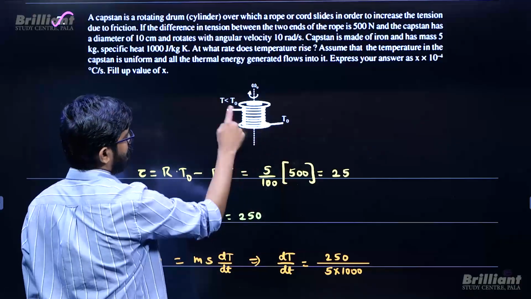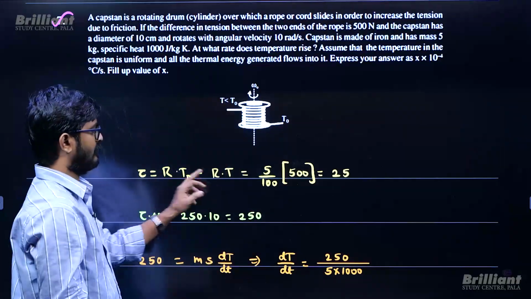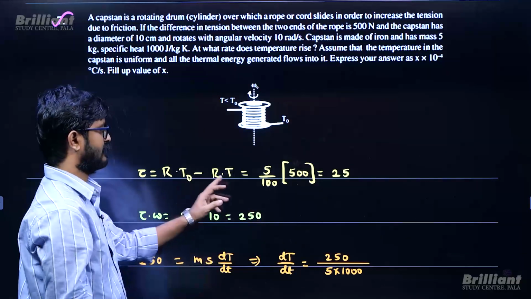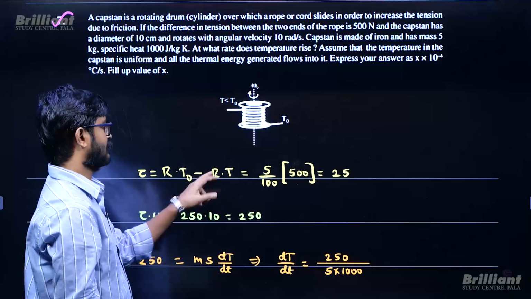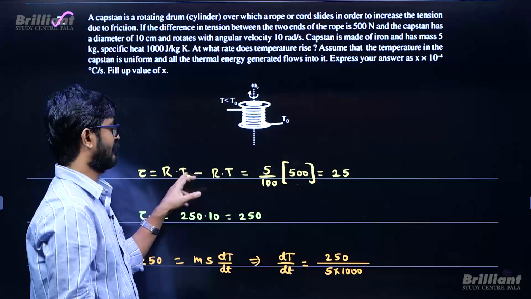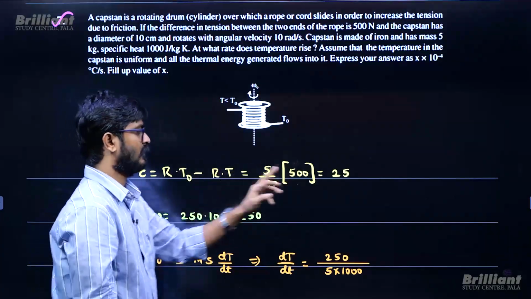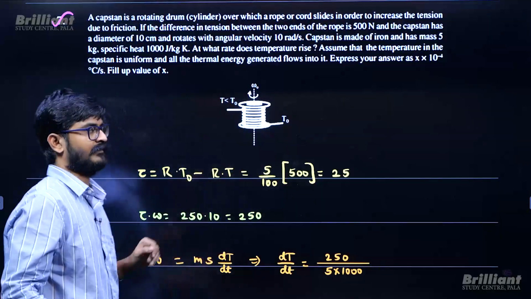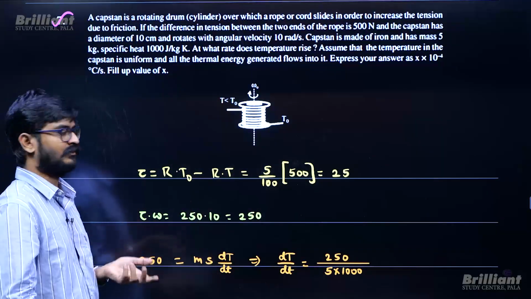R into T naught minus R into T. Perpendicular distance into force, right? Torque. This is the torque applied by the tension. Magnitude wise, I have taken R common and the difference in the tensions is given in the question. So magnitude wise the torque is 25. So whatever torque I am applying is also 25.